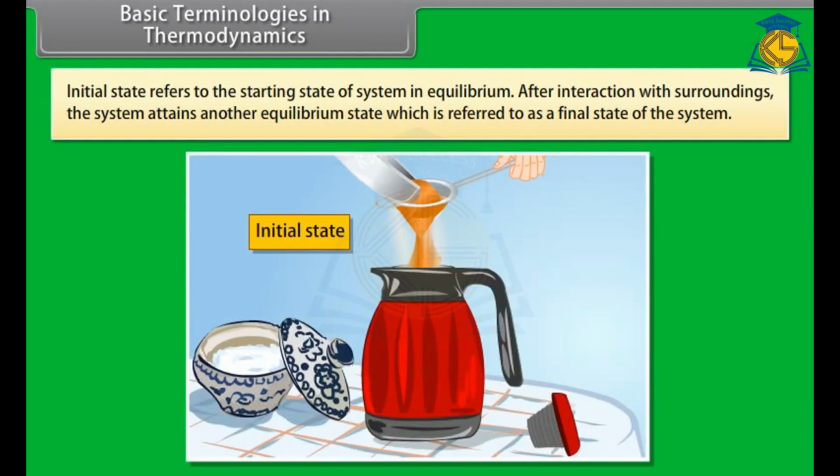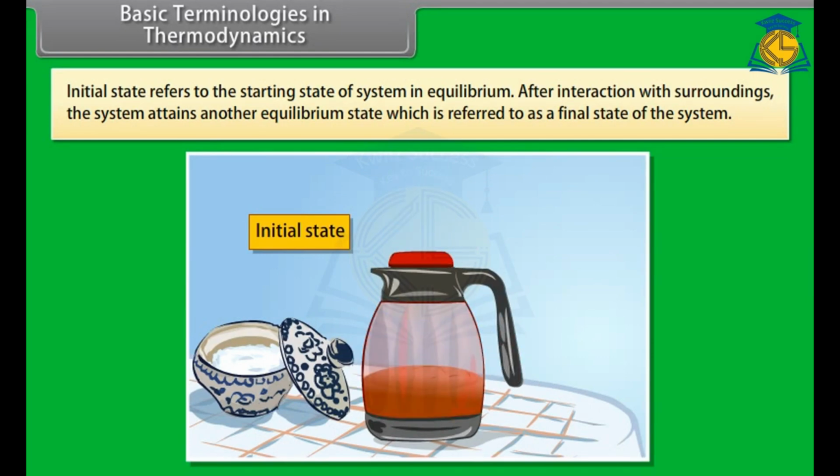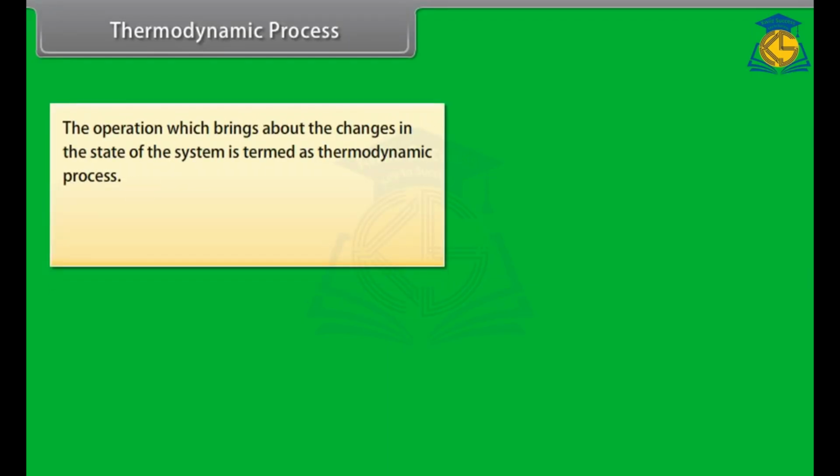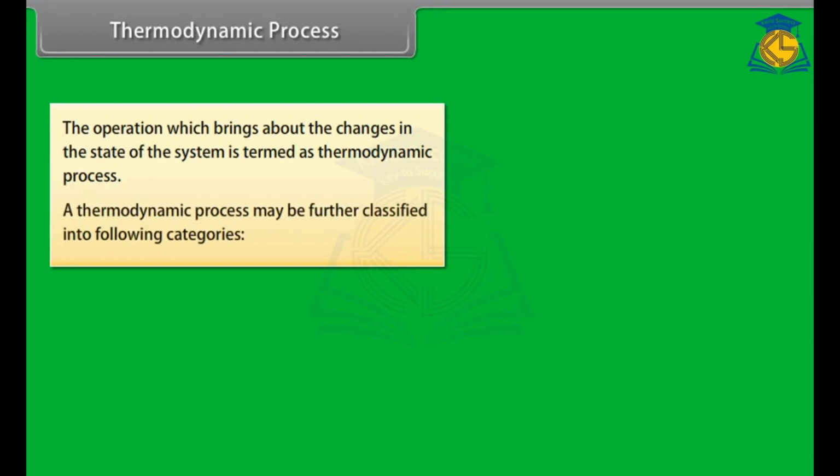Initial state refers to the starting state of the system in equilibrium. After interaction with surroundings, the system attains another equilibrium state, which is referred to as the final state of the system. Thermodynamic process. The operation which brings about the changes in the state of the system is termed as thermodynamic process. A thermodynamic process may be further classified into following categories.